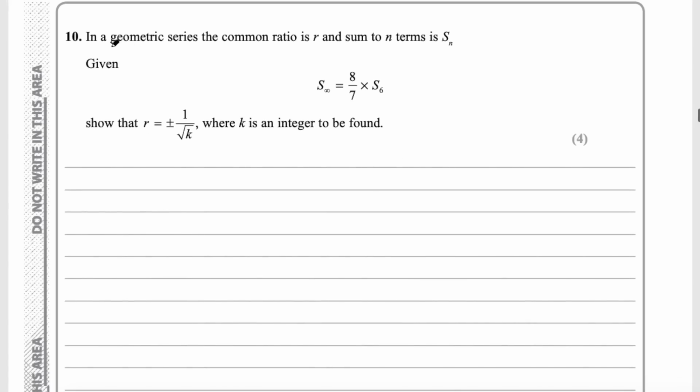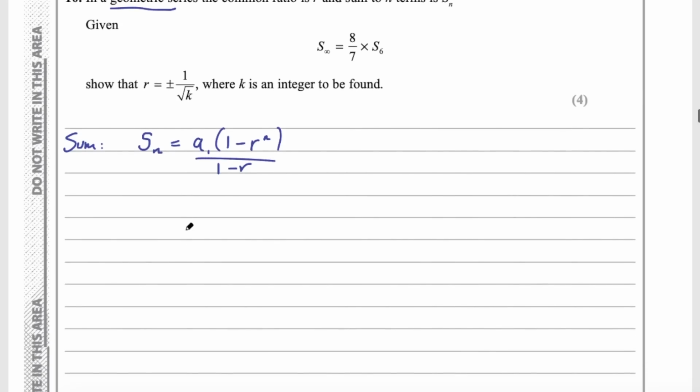Okay, so we're talking about a geometric series, and we're going to need 2 formulas for this question. The first one is the sum of the terms in a geometric series, and that looks like this. So we have S sub n standing for the sum of n terms in the series, and that equals a sub 1, meaning the first term in the series, multiplied by 1 minus r to the power n divided by 1 minus r, r being the ratio of the terms. And then the other formula we'll need is the infinite sum formula.